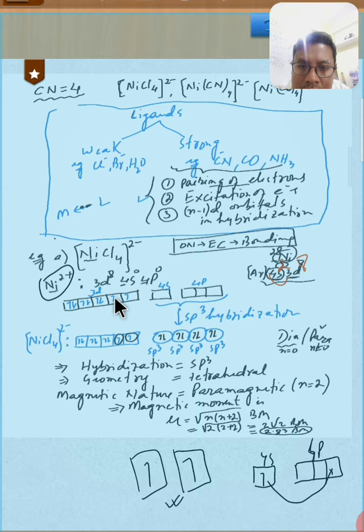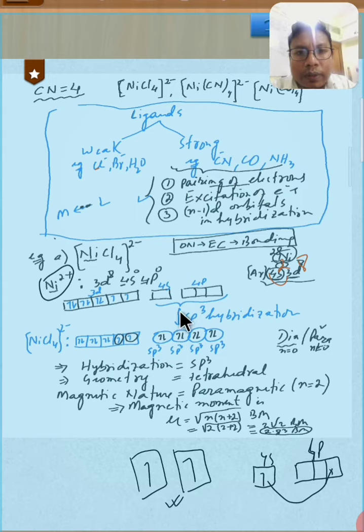1 2 3 4 5 6 7 8. Six electrons in 3d are getting paired up, but 2 unpaired electrons are present in Ni2+. So what we need to check here is whether this Cl ligand is strong or weak. Cl is a weak ligand, so pairing of electrons will not take place. Pairing of electrons will take place only in case of strong ligands.